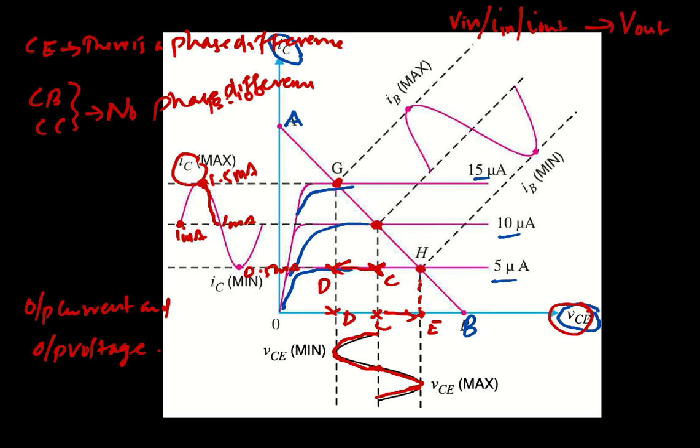So if you consider the phase of input voltage and input current, they are in phase. If you consider the phase of input voltage and output current, they are also in phase. If you consider input current and output current, they are also in phase. But the only quantity which is out of phase, that is there is a phase difference of 180 degrees, is with the output voltage. So that is one of the important things regarding a common emitter transistor amplifier.